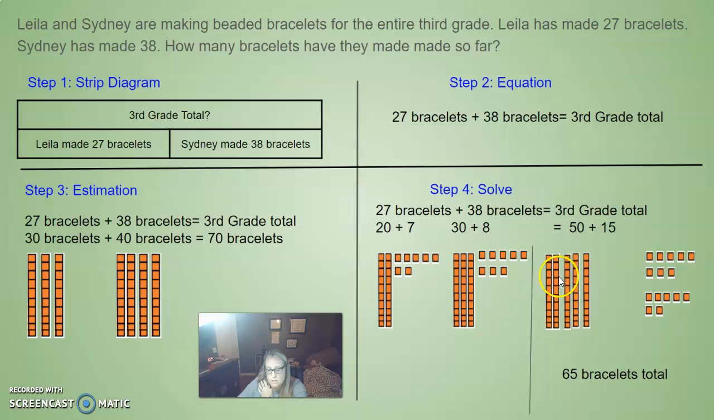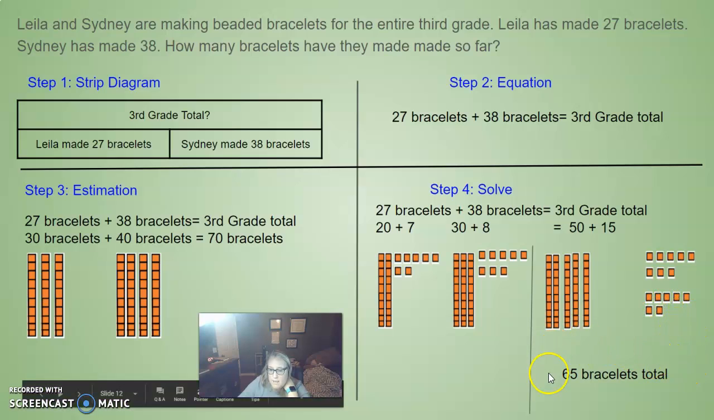And when I do, I can see that I have 10, 20, 30, 40, 50. And I can count on from 50. I can go 51, 52, 53, 54, 55, 56, 57, 58, 59, 60, 61, 62, 63, 64, 65. So I know that in total, the girls made 65 bracelets.